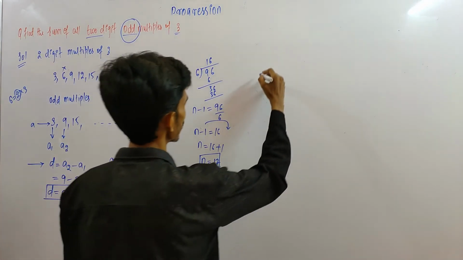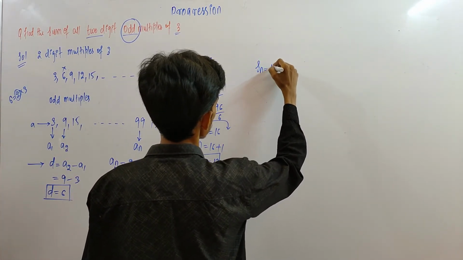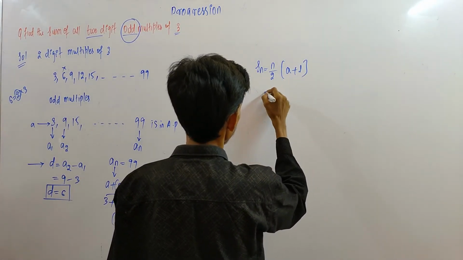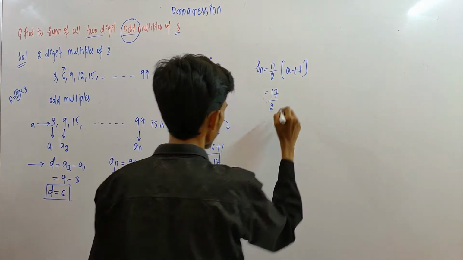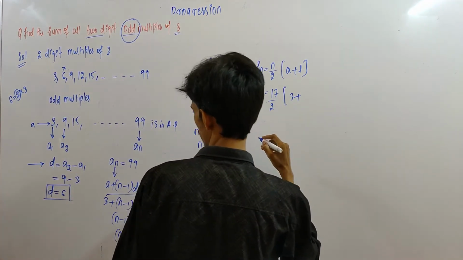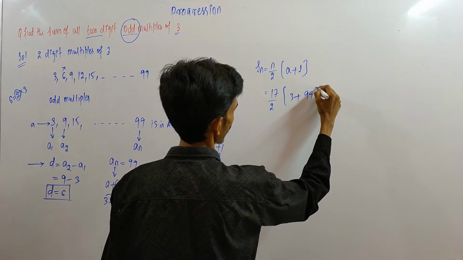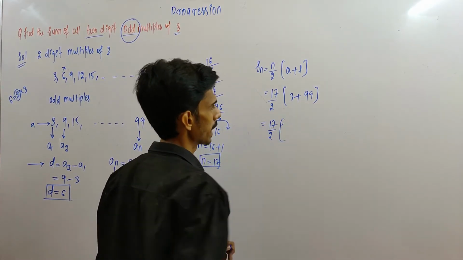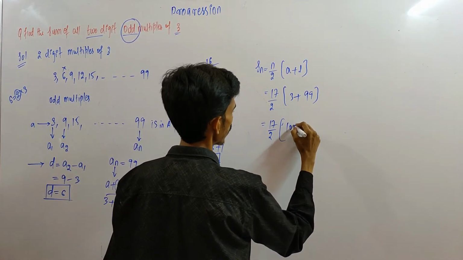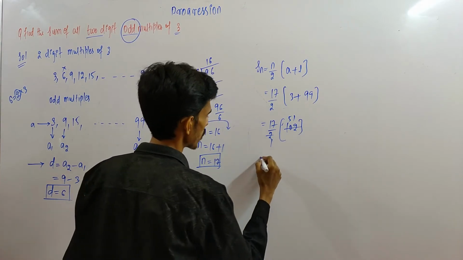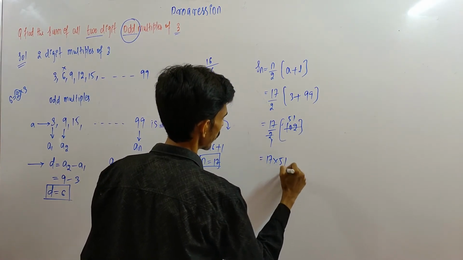Now we want Sn. So the Sn formula is Sn is equal to N by 2 into (A plus L). N we have 17 by 2. Now first term is 3. Last term we have 99 here. Now 17 by 2 into (99 plus 3). We have 102. 2 ones are 2, 5 twos are 10, so 51. So we have 17 into 51.